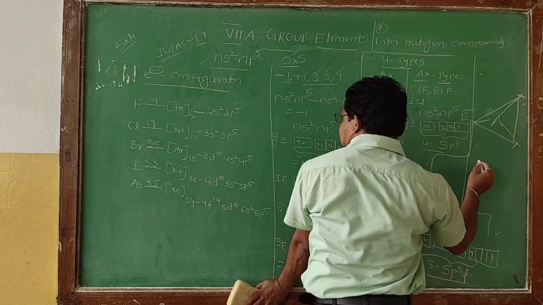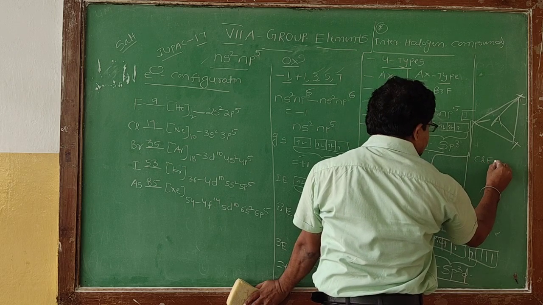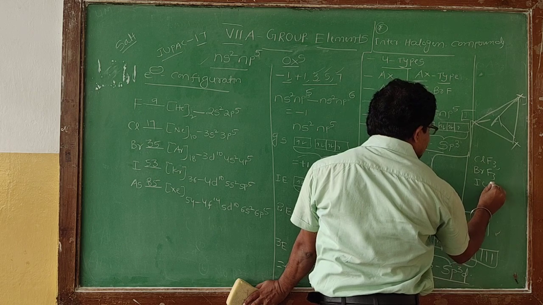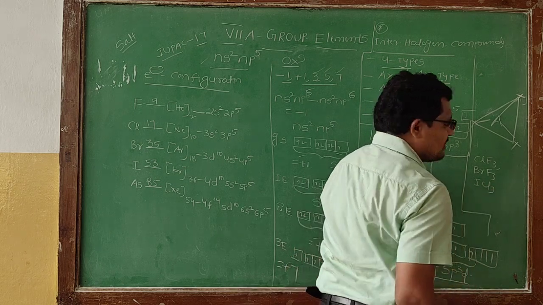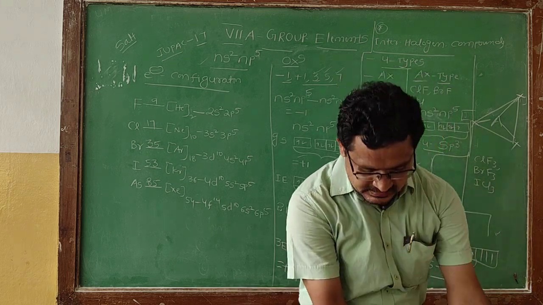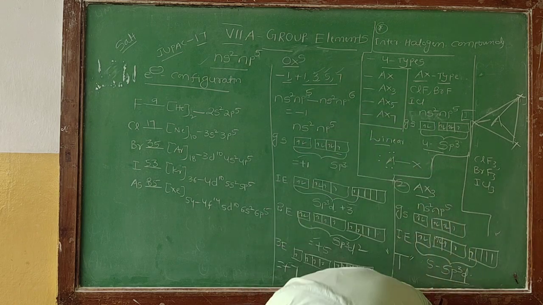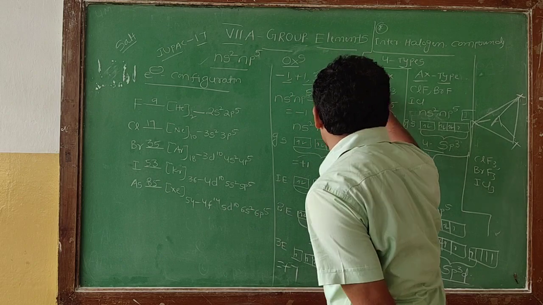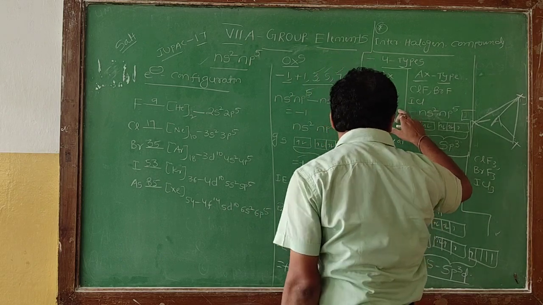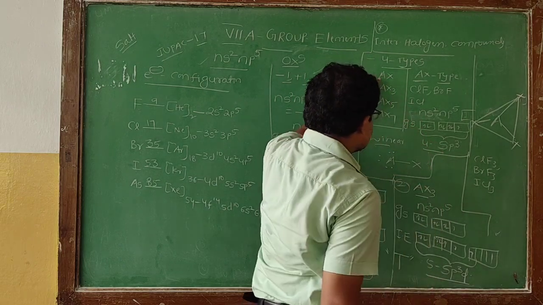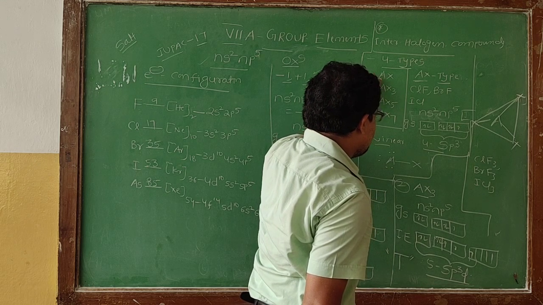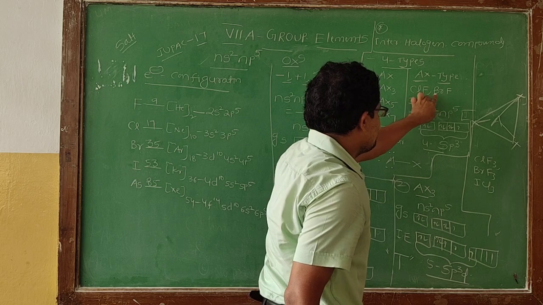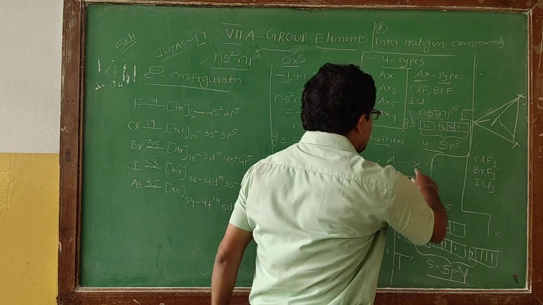Here the best examples of AX3 type are ClF3, BrF3, ICl3. These are the examples of AX3 type. Now let us discuss AX5 type. So first one is AX3, then AX5, AX7. In AX, A is the central metal, X is the unpaired electron. The best examples are ClF, BrF, ICl.